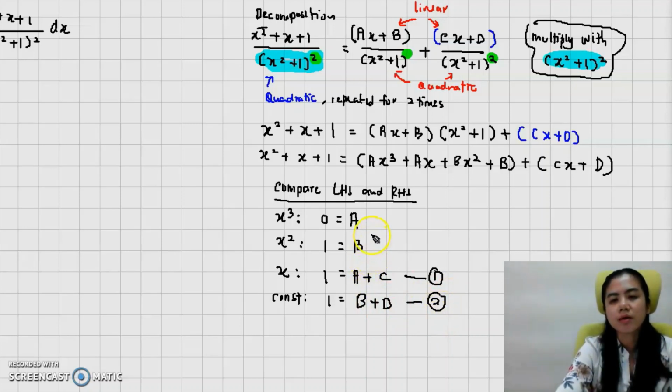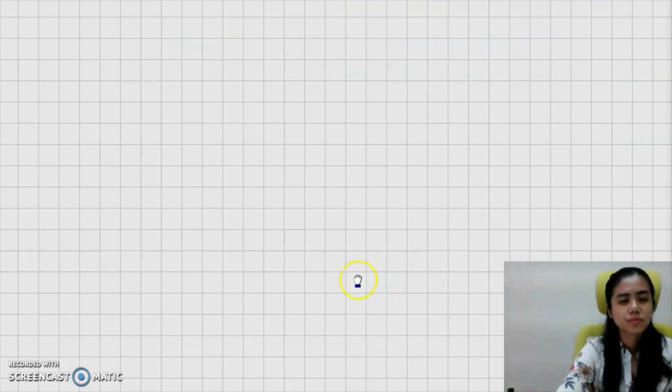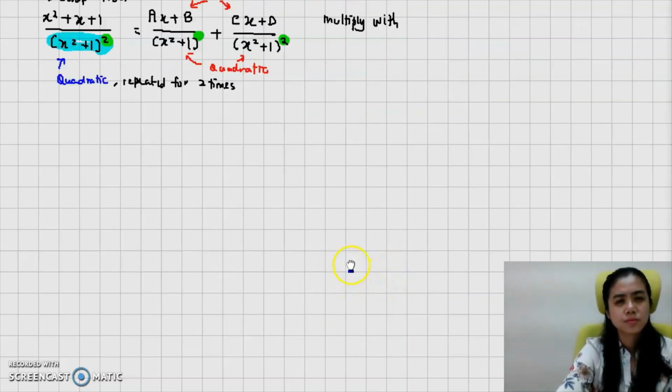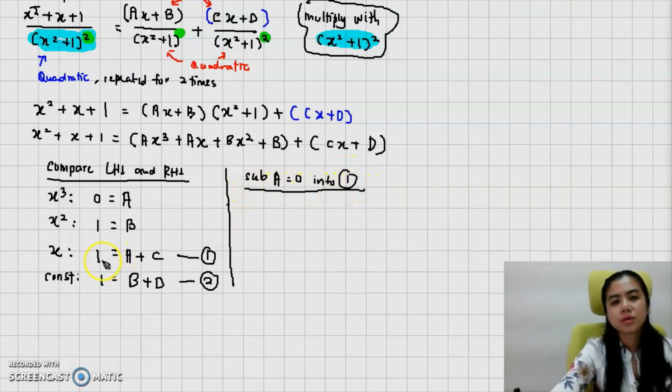So we already know the value of a. The a is 0. You can sub it here to get your c. So let us do the substitution. Let's just sub the value of a into here. So sub your value of a equal to 0 into number 1. So you will have 1 equal to 0 plus c. So your c is basically 1.